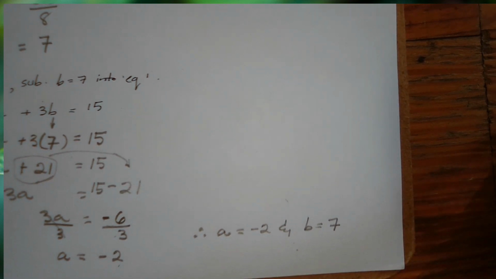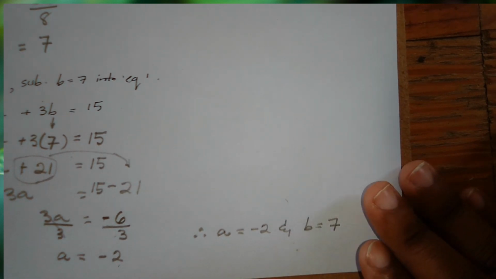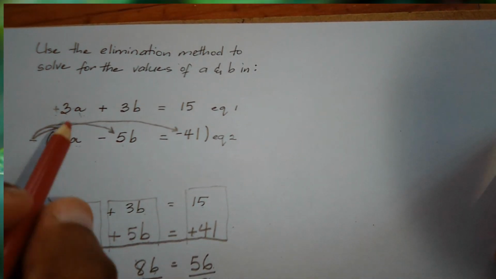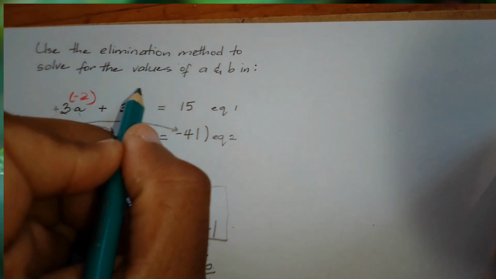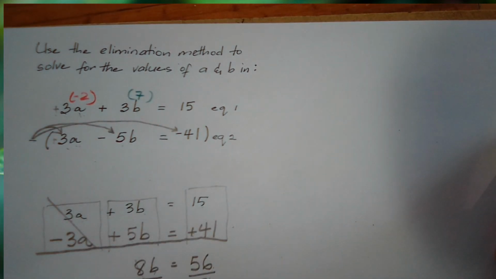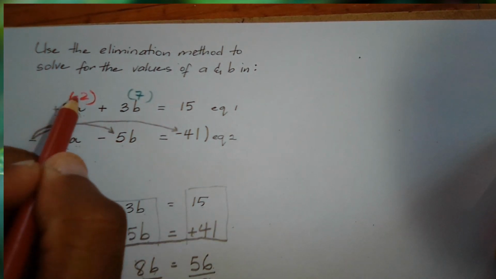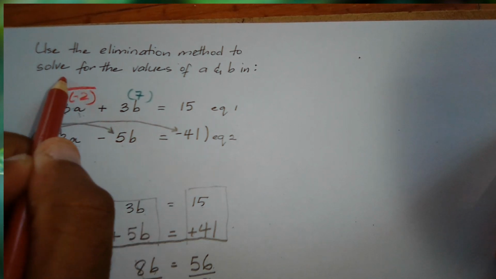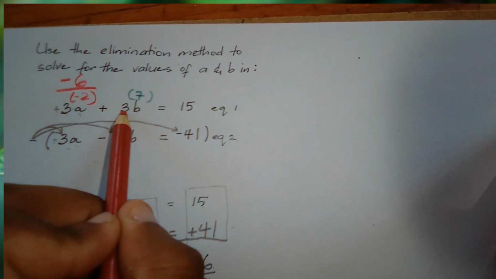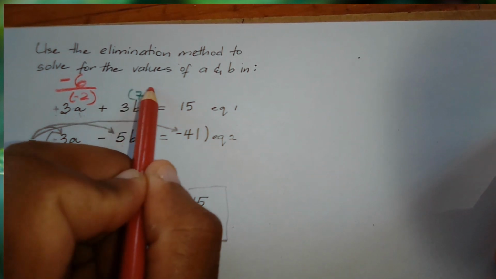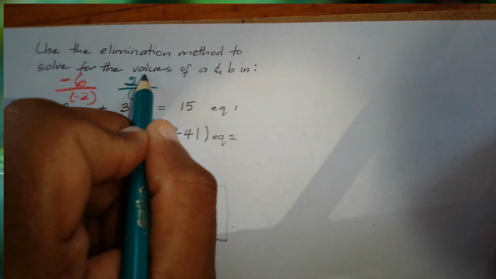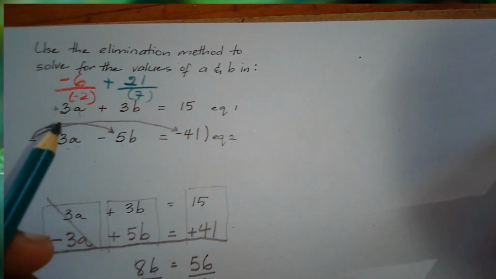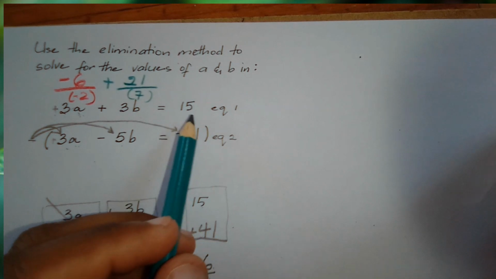And you know, we're done already. I want to make sure everything is right. So you just come up to the top and substitute to check. So we said that a was negative 2 and we said b was 7. So let's work it out now. 3 times negative 2, that should give us negative 6. And 3 times 7, that should give us 21. And that's a positive 21. And when you work this out and add it, you're going to end up getting 15.